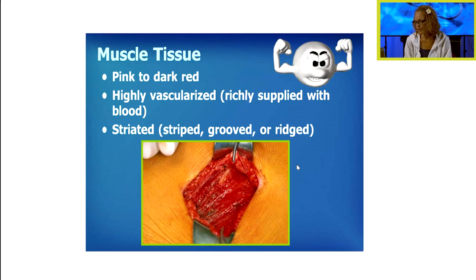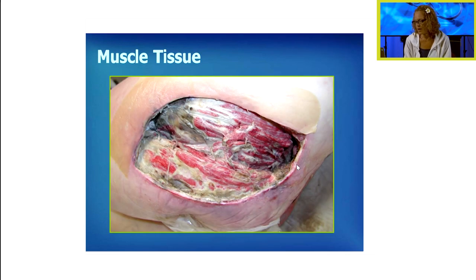this hypergranulation tissue. Here we can see some muscle tissue, pink to dark red, highly vascularized. That means it's richly supplied with blood. So again, it's easier to think about this in terms of nice beefy red pink showing us that we are getting good blood flow. Okay, and this is striated, striped, grooved, or ridged. This is healthy muscle tissue that is showing healing.